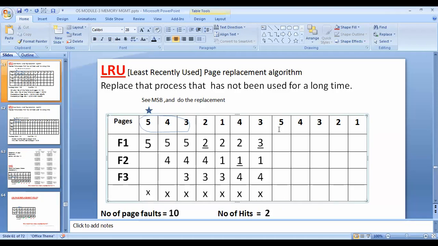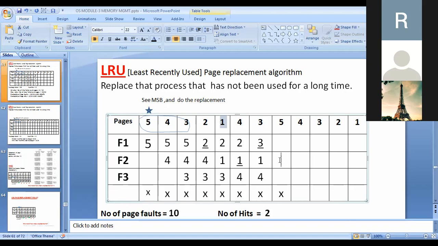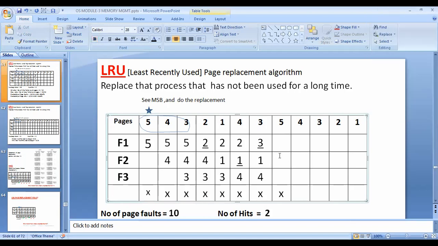What about the next page? The next page is 5. Again, we have a page fault. Among the pages 3, 1, 4, which page is at the MSB position? Page 1. So I replace page 1 with the new page 5, and 3 and 4 are maintained as they are.